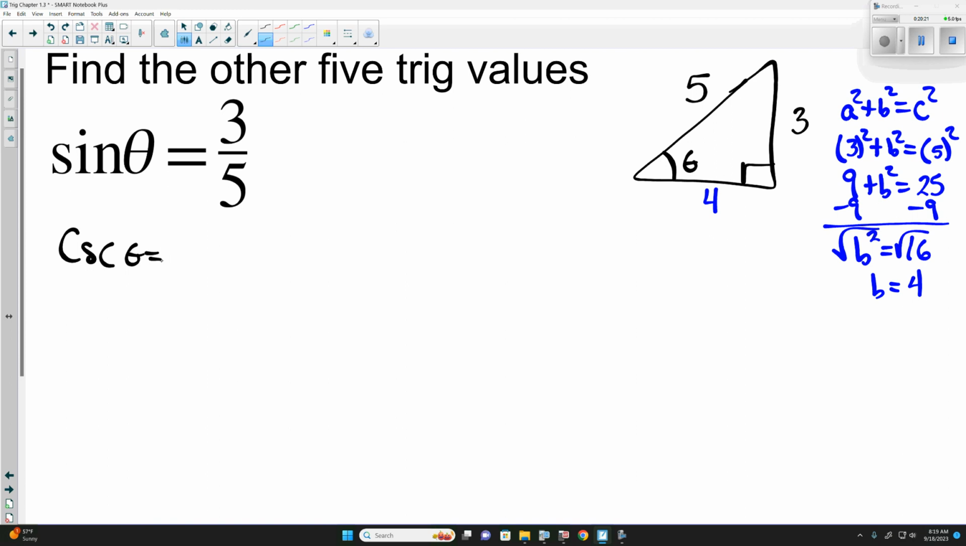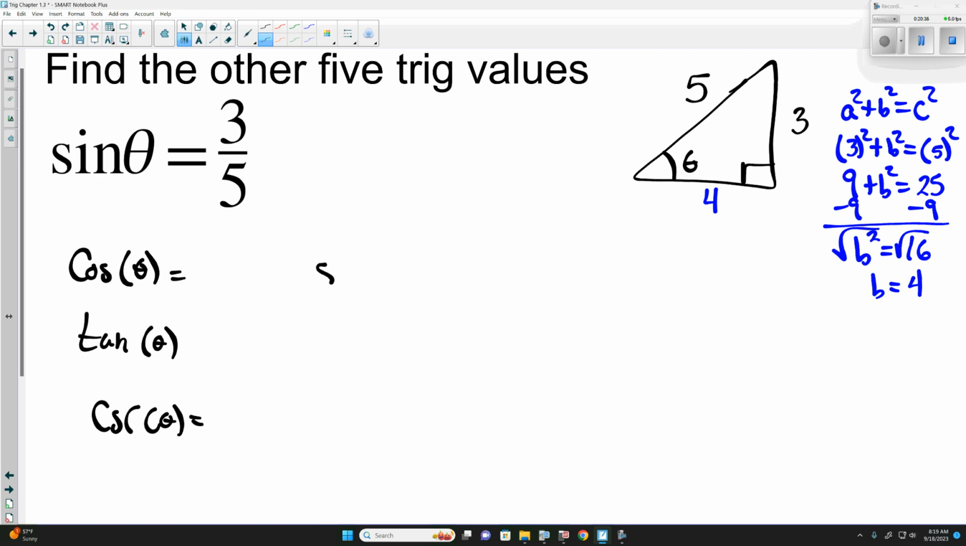Now we'll get to some of the, let's see here, cosine theta, tangent of theta. Now, out of all these here, there's one of them that we really didn't need to calculate anything for, and that's cosecant. Because cosecant's 1 over sine. It's just the flip of sine. Well, since I have sine as 3/5, cosecant is 5/3. We just have to flip it.